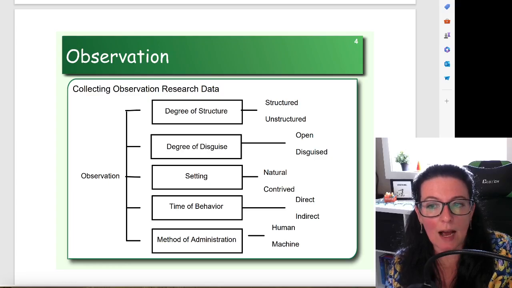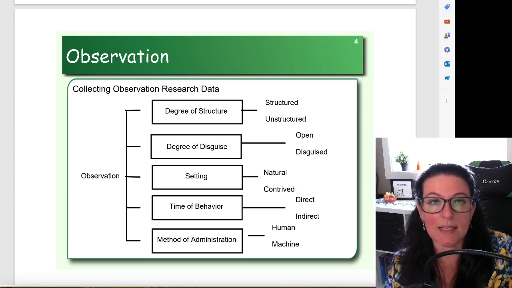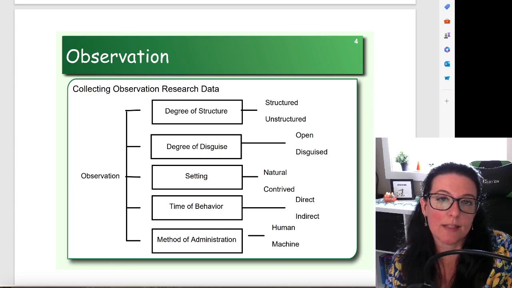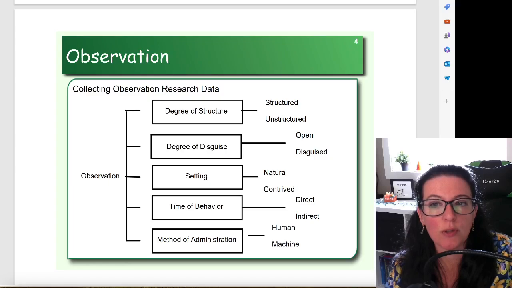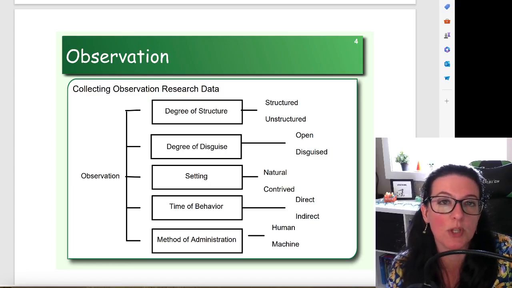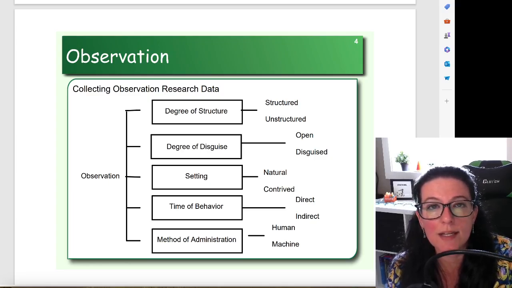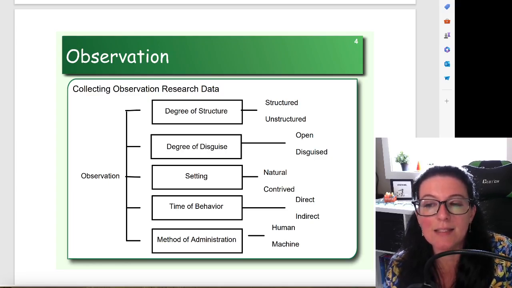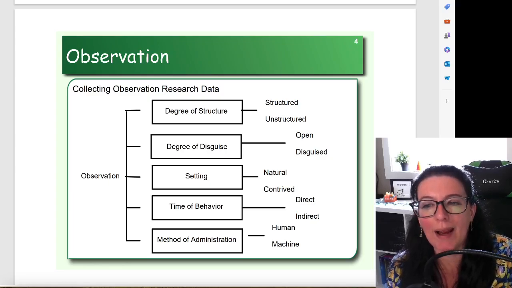The degree of disguise, is it open? Do people know they're being watched? Or is it disguised? They don't know they're being observed. And we talked about the ethical considerations as part of that. And then we talked about setting. Is it naturally occurring? So we're observing people where they do that particular behavior. Or is it contrived? Have we created a virtual reality or a mock-up, a simulation where we try to get them to replicate their normal behavior?